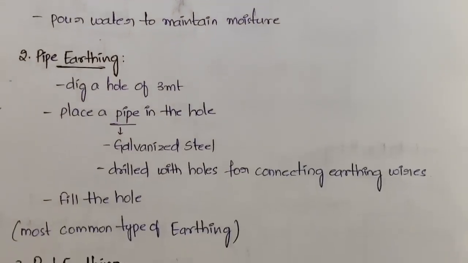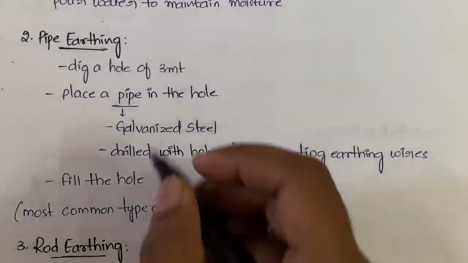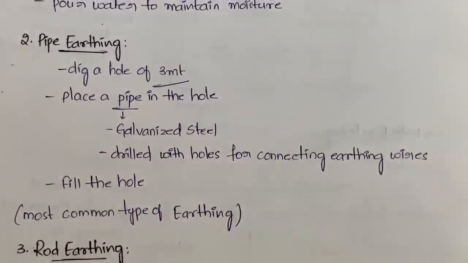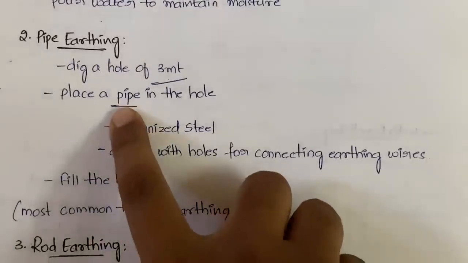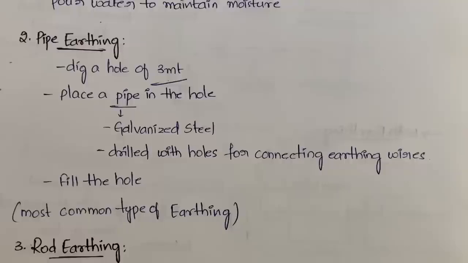Now let us see about the pipe earthing. In pipe earthing, very simple. Again, you need to dig a hole of 3 meters. Here, instead of placing a plate, you have to put a pipe. This pipe should be made up of galvanized steel.